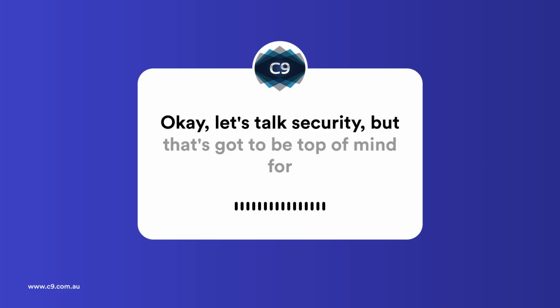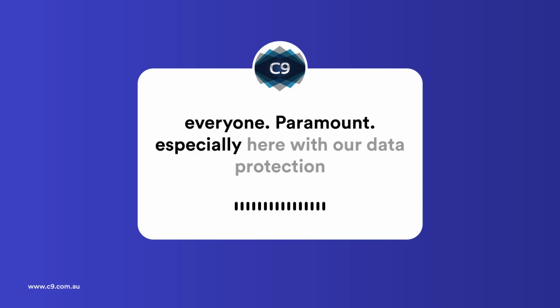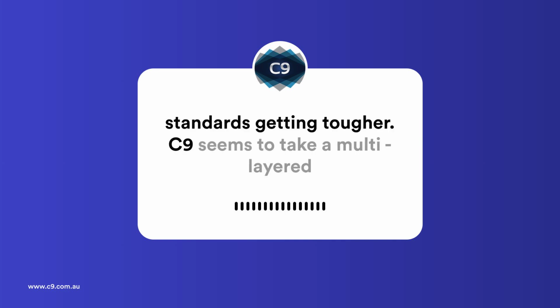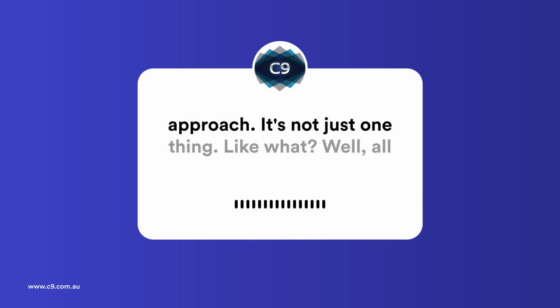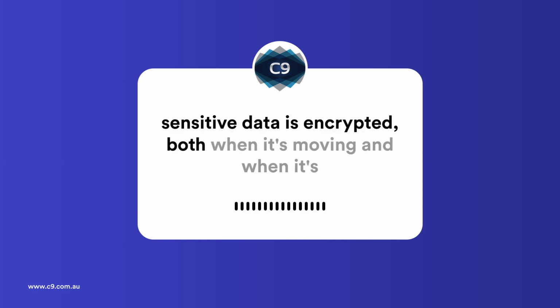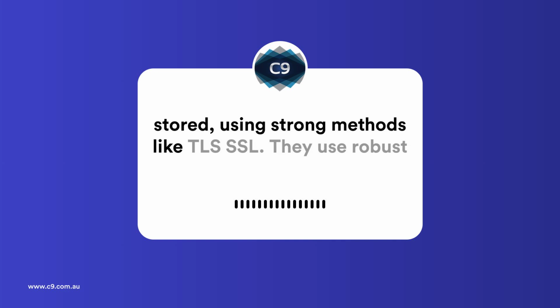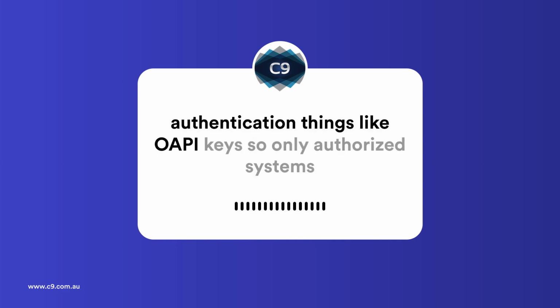Huge deal. Okay, let's talk security. That's got to be top of mind for everyone. Paramount. Especially here, with our data protection standards getting tougher. C9 seems to take a multi-layered approach. It's not just one thing. Like what? Well, all sensitive data is encrypted, both when it's moving and when it's stored, using strong methods like TLS/SSL. They use robust authentication things like API keys, so only authorized systems get access.